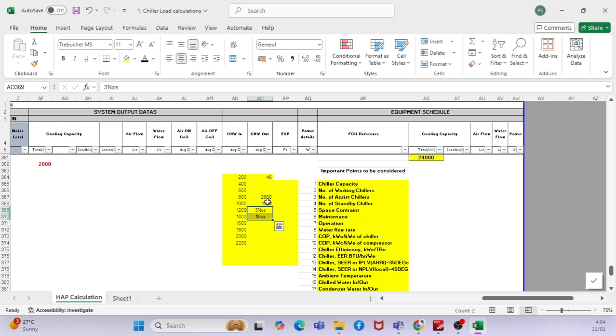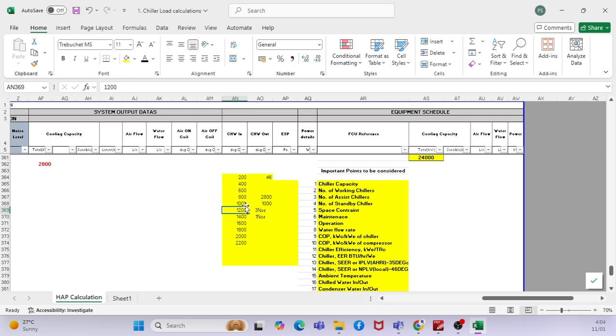Assume that I still have a space constraint and I cannot go with the 1,000 kilowatt chiller. Then you may have to go with the 800 chiller, depending upon the space requirement. Or I can go with the 1,200 kilowatt chiller because I have enough space. Then I can go with 1,200 into 3. If you go with the 1,200, it will come to 2,400, so you have to go for one more chiller, 1,200 into 3, which will be very high, right?